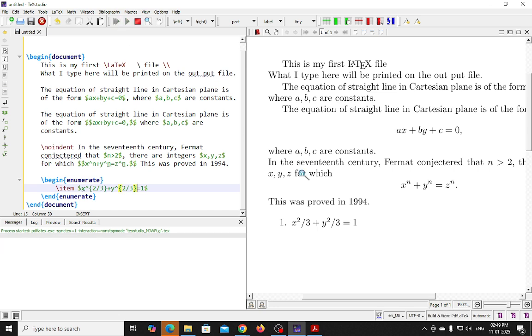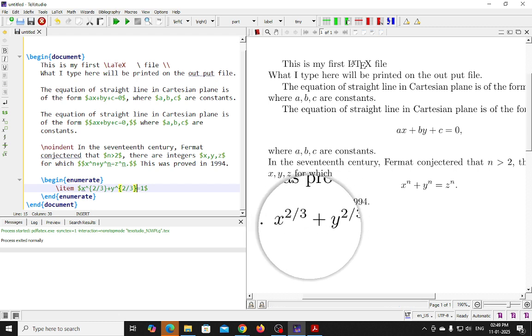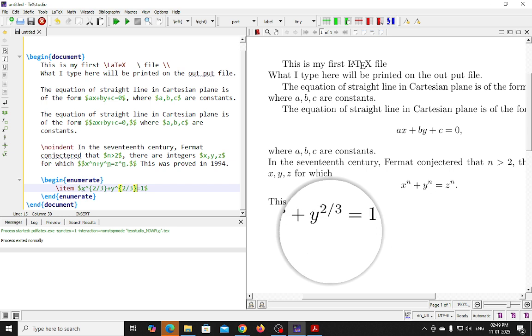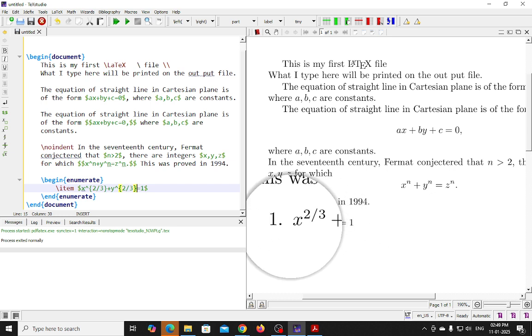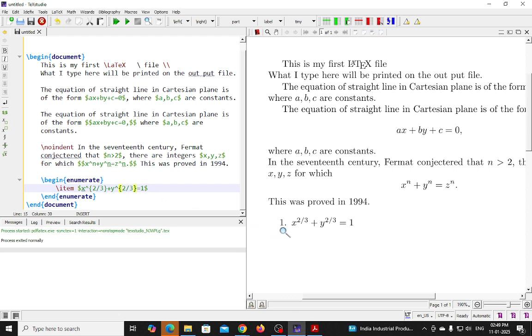Now if I compile, this time definitely you will get the required output. Now it's okay. Now see the equation x raised to 2 by 3 plus y raised to 2 by 3 equal to 1, that is in the math mode. One thing you can notice, once again I will display, here the numbering is given as 1 and a bracket. Suppose I need it as it is, but here the numbering is by default given as 1 dot, and suppose I need this numbering as 1 and bracket.